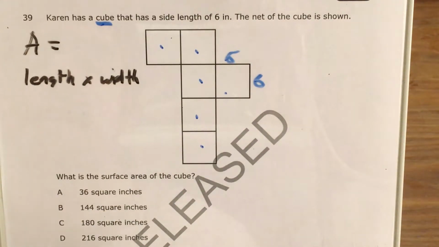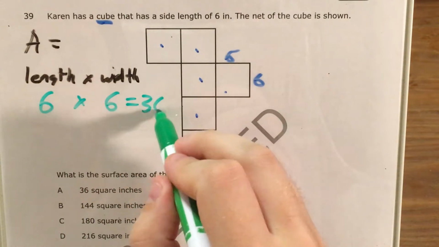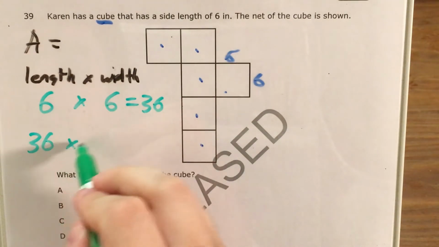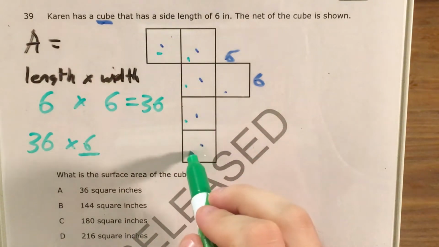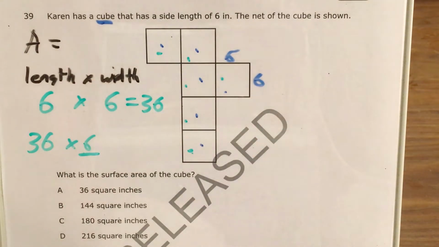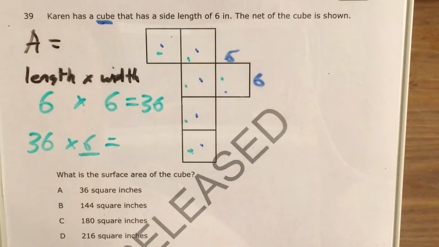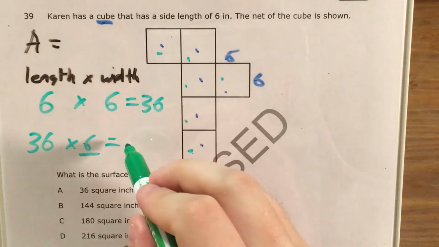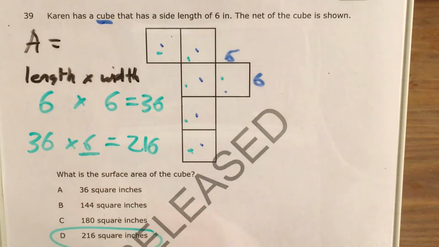So, let's go ahead and find the area of one of these squares. Our length is 6, our width is 6. 6 times 6, you might know from times tables, or you could plug it in your calculator, is 36. Now I'm going to multiply by 6 again, and this time, this number 6 is going to come from the fact that there are 6 squares in this net, all of which are the same size, they're all congruent. And now 36 times 6, whether you do this in your calculator or in your head, which would be very impressive, you should end up with 216, which matches answer choice D.